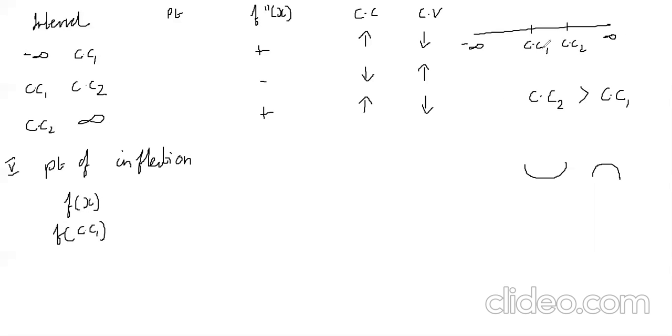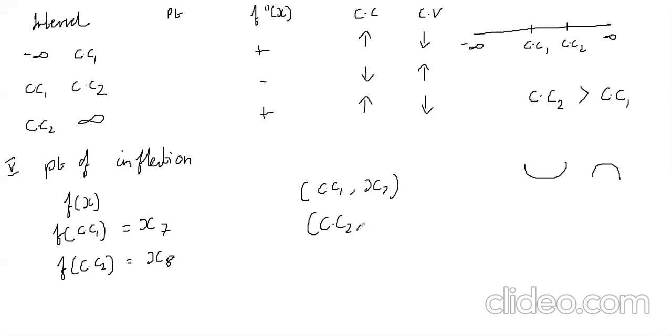CC1, that is this point, and we will get some value. Consider this as x7, and again what we will do, we will substitute the value of CC2 and find it, it will be x8. So finally the points of inflection are, how we will write is CC1, what was the value, x7, and CC2, what was the value, x8.